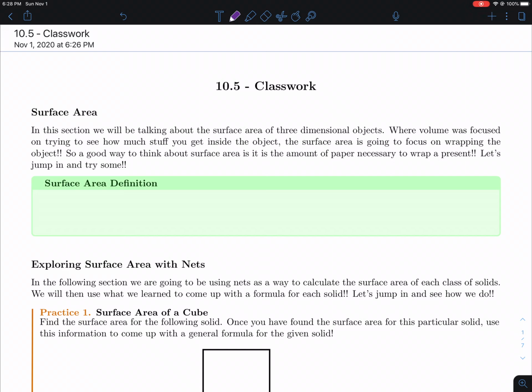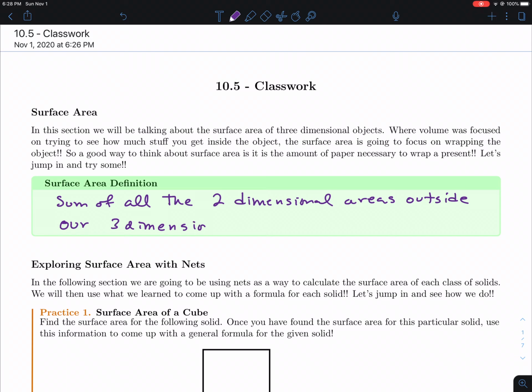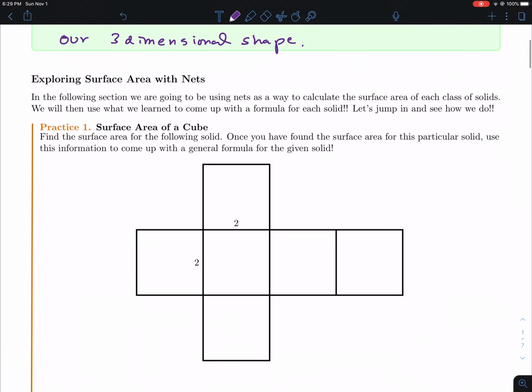So in general, the surface area is just the sum of all the two-dimensional areas outside our three-dimensional shape. For this section, even though we're thinking about everything in terms of three dimensions, we're going to be using the nets, because what we're interested in is calculating the area, which is a two-dimensional thing. You could do this with the three-dimensional stuff too, but I find it a little bit easier using the nets. And so the goal is you're just going to go through and count all these different areas.